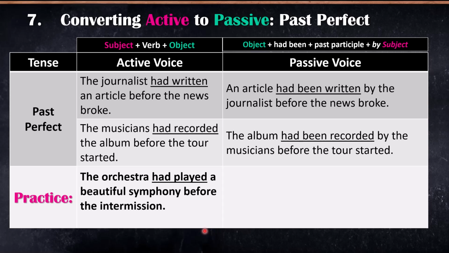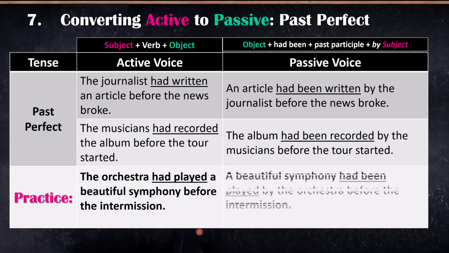Here is the active voice. The orchestra had played a beautiful symphony before the intermission. Okay, once again, beginning with the object. A beautiful symphony had been played by the orchestra before the intermission.